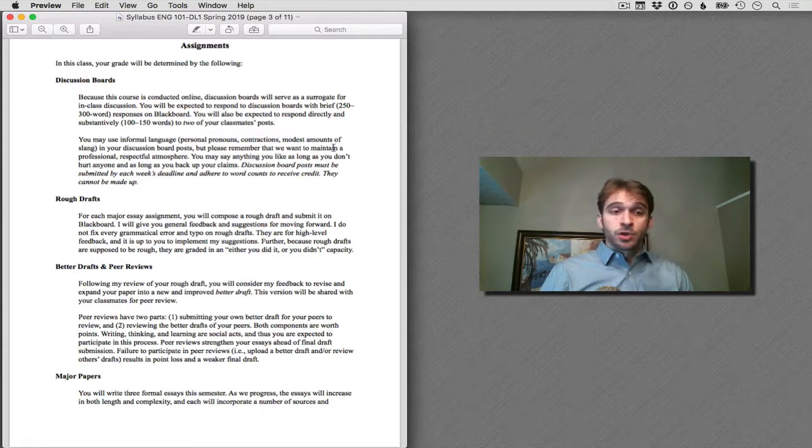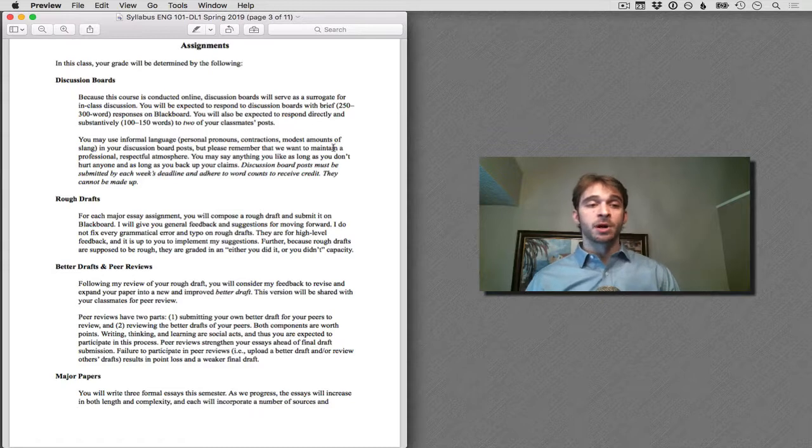Peer reviews have 2 parts. You're going to submit your own better draft for your peers to review, and then you're going to review the better drafts of your peers. Both of these components are worth points, okay? So these are not optional parts of the writing process. Writing, thinking, and learning are social acts, and so you are expected to participate in this process.